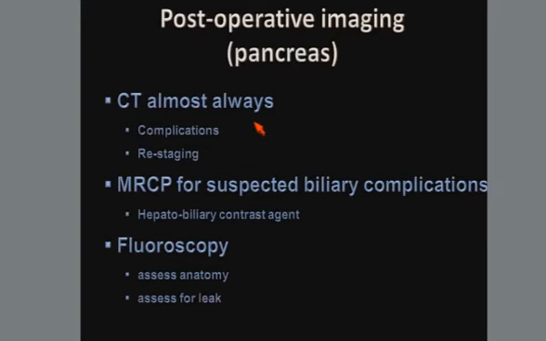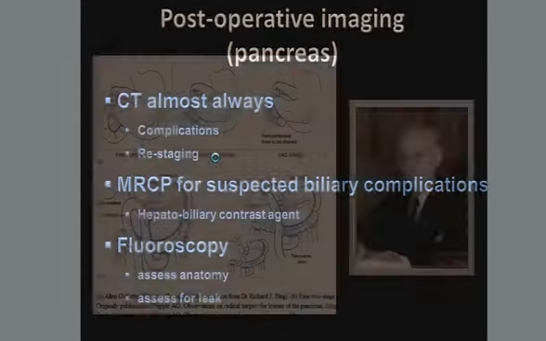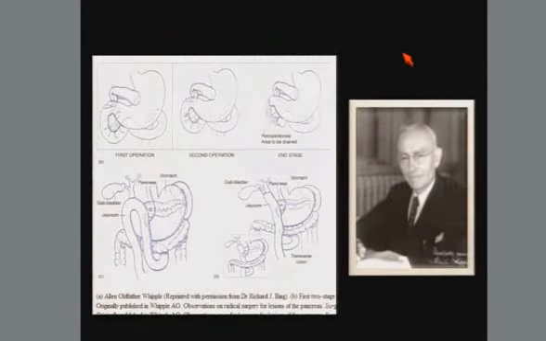In the early postoperative setting, we use CT to detect complications, and frankly, in the more remote postoperative setting, when looking for recurrent disease or restaging, we use CT as well. We use MR when the question has to do with the integrity of the biliary anastomosis, and sometimes use a hepatobiliary agent. Hardly ever use fluoroscopy in the setting of the postoperative pancreas, at least in our practice.